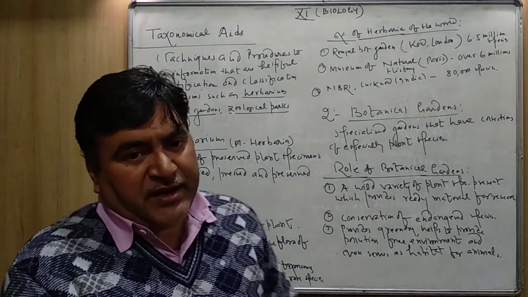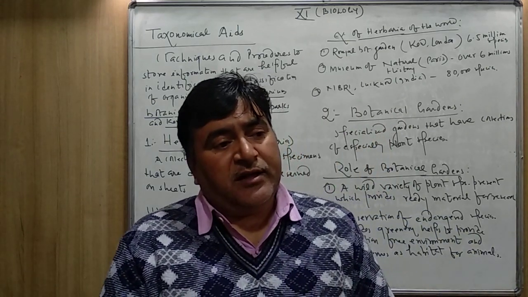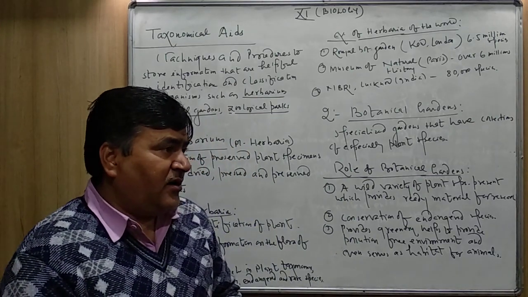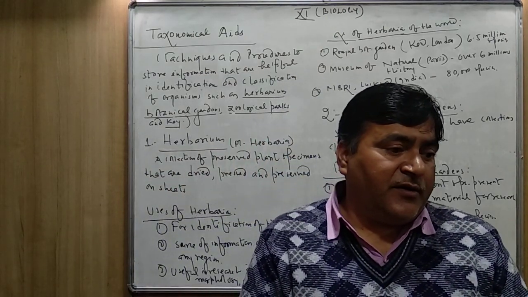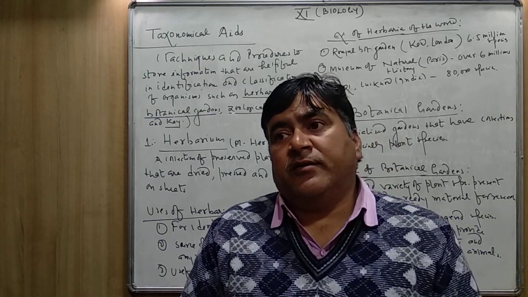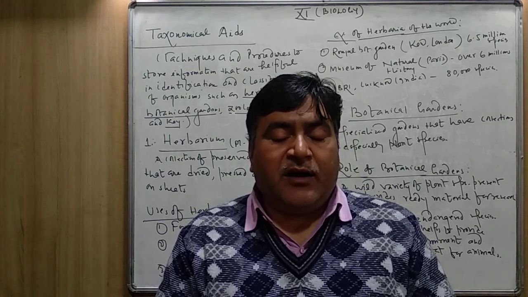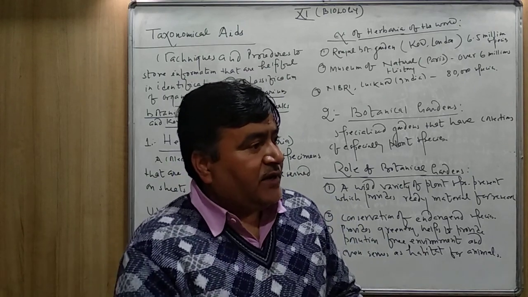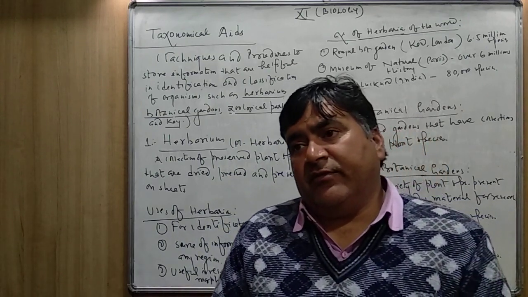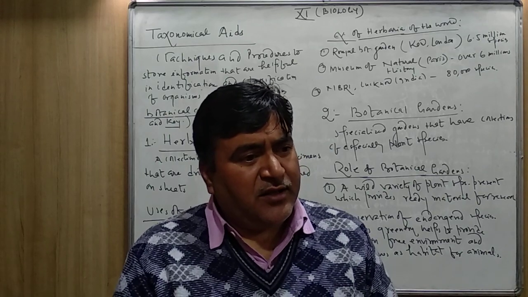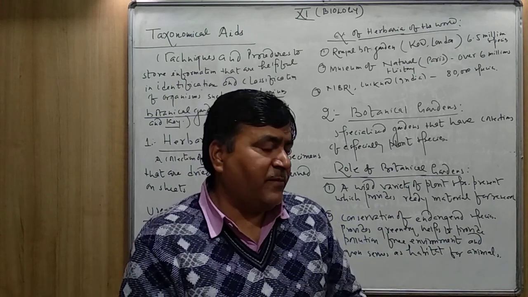How we prepare the herbarium? There is a question that how the herbarium sheets are prepared. To prepare the herbarium, we need to collect first of all the sample from the field, from the area, and that sample we collect with the help of the instruments, that is scissor, forceps, digger. So we need all these devices to collect the sample.